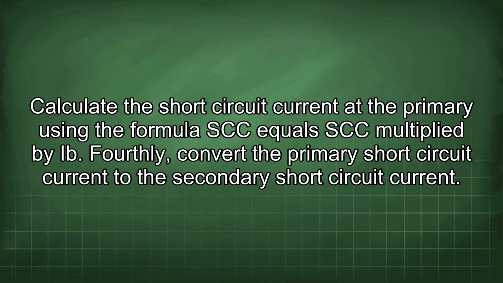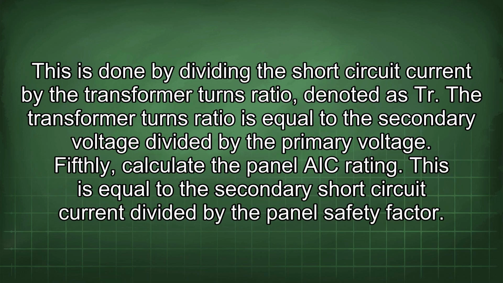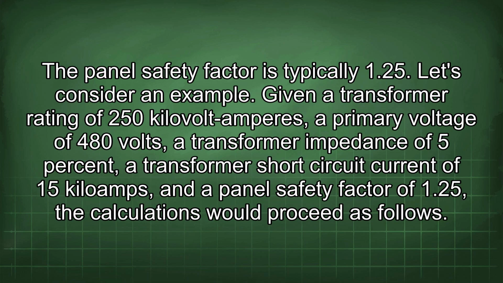Fourthly, convert the primary short circuit current to the secondary short circuit current. This is done by dividing the short circuit current by the transformer turns ratio, denoted as TR. The transformer turns ratio is equal to the secondary voltage divided by the primary voltage. Fifthly, calculate the panel AIC rating. This is equal to the secondary short circuit current divided by the panel safety factor. The panel safety factor is typically 1.25.